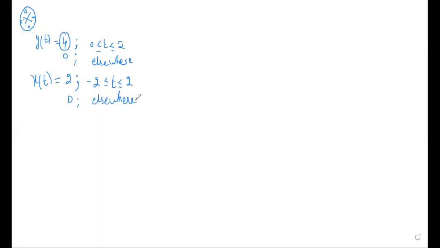So y of t is equal to 4 when t is between 0 and 2, and x of t is equal to 2 when t is between minus 2 and 2. Shall we start? Yes, ma'am. So now listen carefully. As usual, I'm going to plot the given x and y.